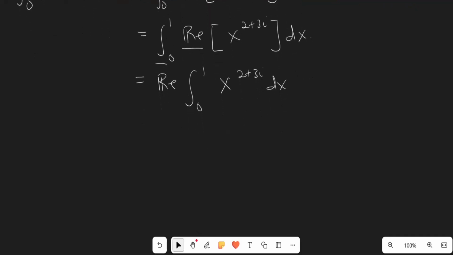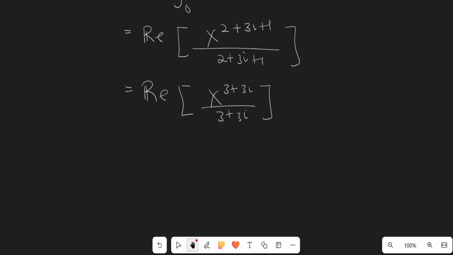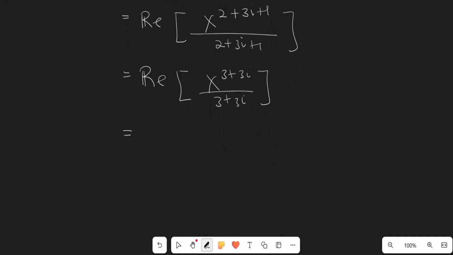And here we are just using the power rule. So this becomes the real part of, using the power rule, add 1 to the power and divide by the new power, x to the 3 plus 3i all over 3 plus 3i. So we are done with our integration. We just have to now take the real part of this.